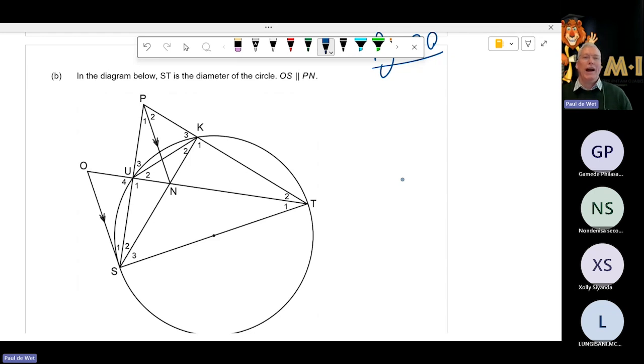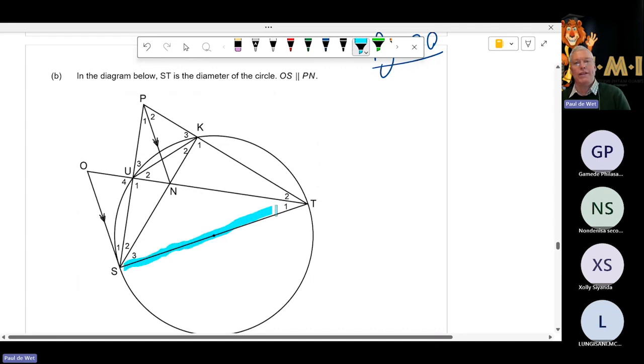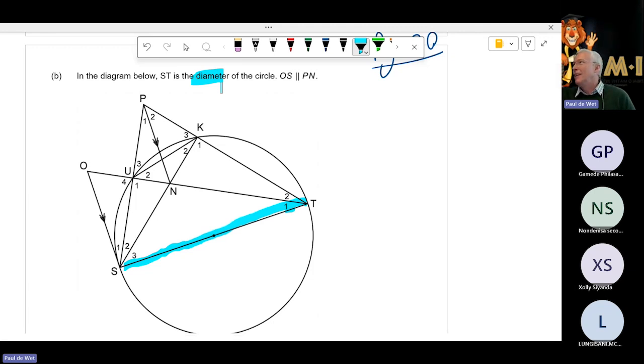Okay, guys, when I look at this question, I'm told that this is a diameter. We're going to need to use that for sure. As soon as you read that, we ask ourselves, what do we know about diameters? Anybody tell me one fact about a diameter? The angle that it makes at the circumference is 90 degrees. 100%. Okay, well done. So we know about right angles now.